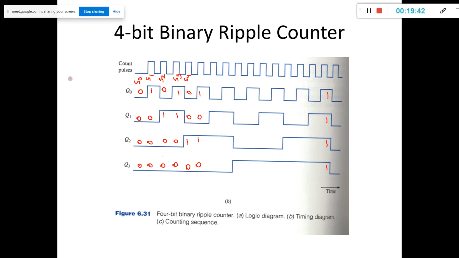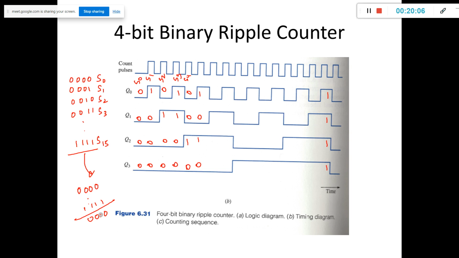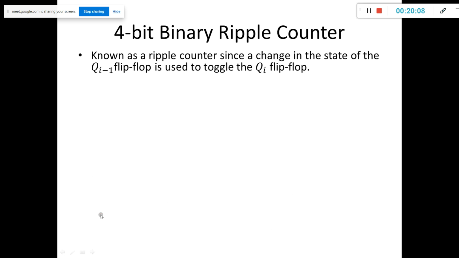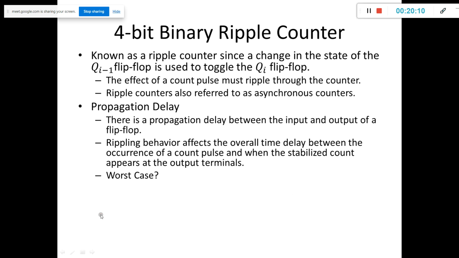Okay. So how do you call this now? 0000, state 0. 0001, state 1. 0010, state 2. 0011, state 3, up till 1111, state 15. Then it will roll back to 0000 up till 1111. Again it will roll back to 0000. This is the waveform. Okay.